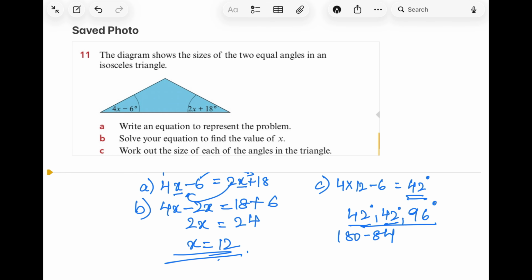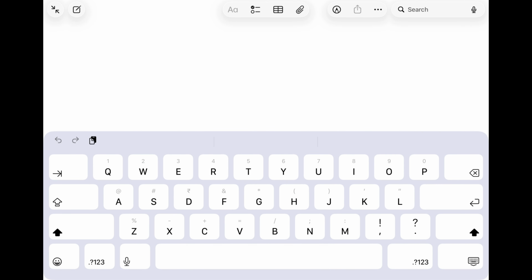So the three angles of the given triangle are 42, 42 and 96. That means if the triangle is like this, this is 42, this is 42 and this is 96. Okay. So that's it for this topic, fifth subtopic. Now we will start the next subtopic, that is 2.6. The last subtopic of this chapter is inequalities.